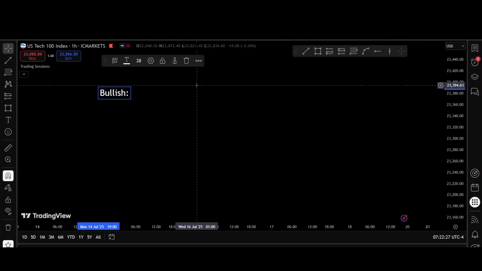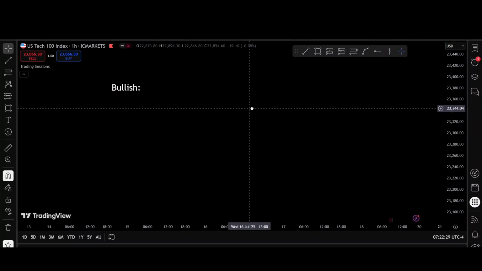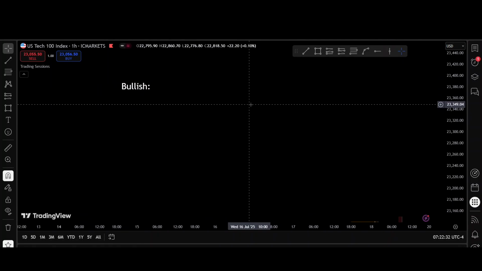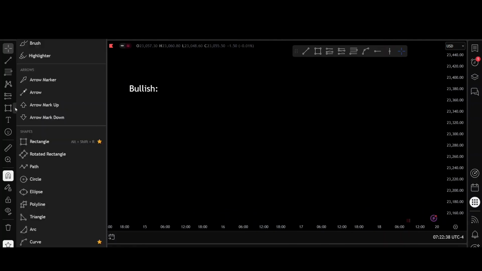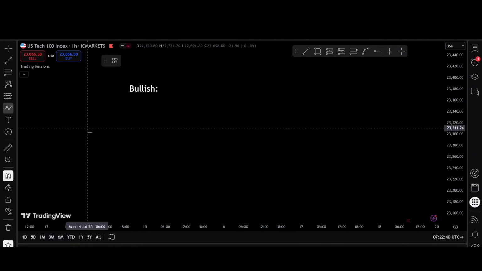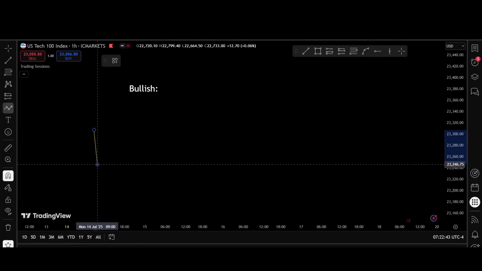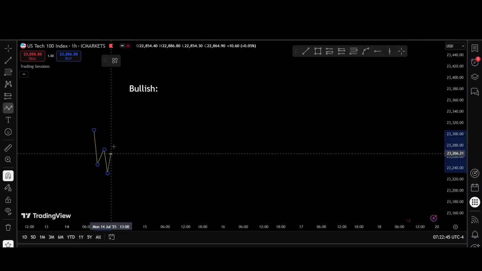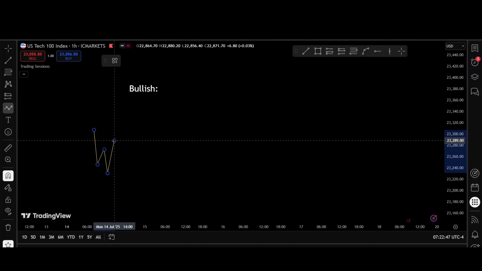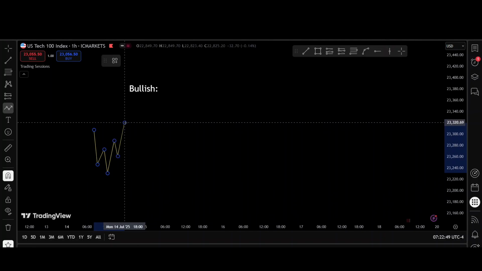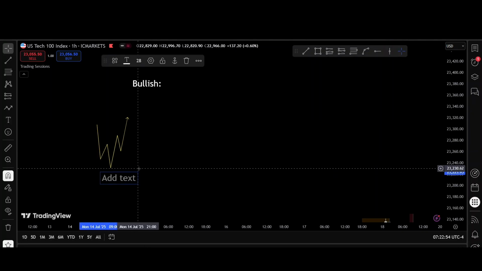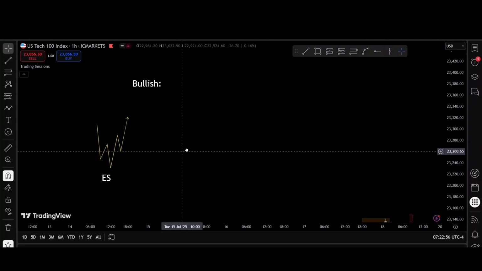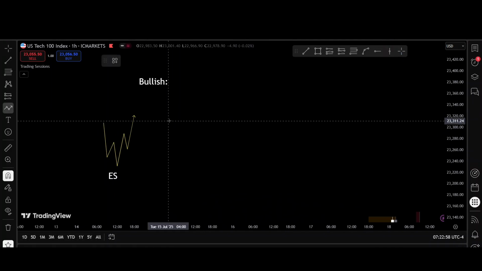Bullish. For bullish examples of SMTs, you always only look at the lows. Alright, let's say this is ES. And this is NQ.